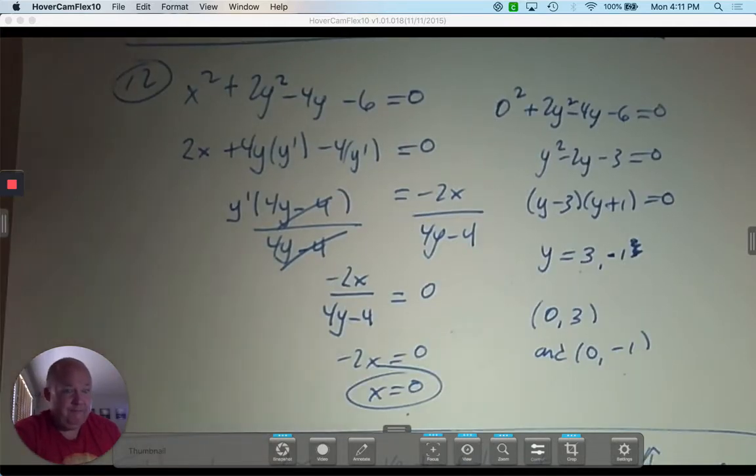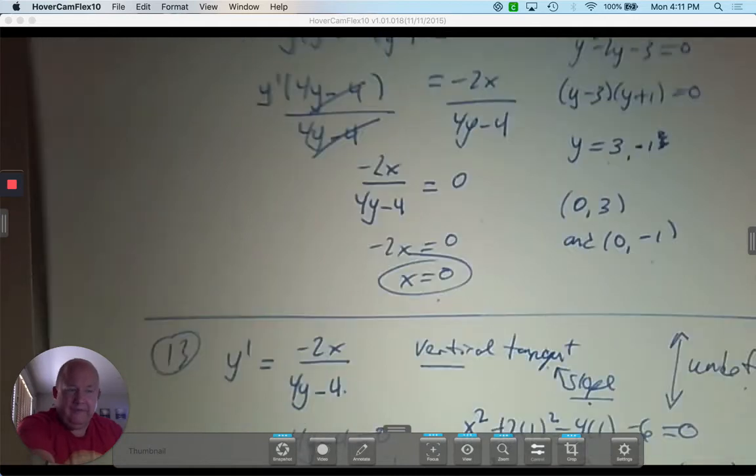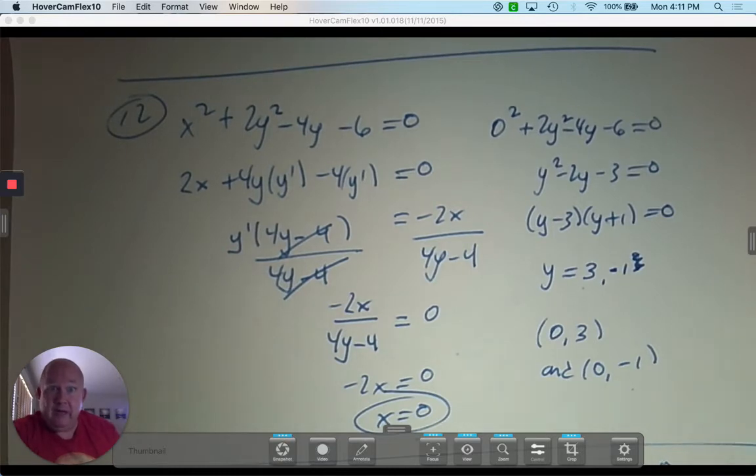And that's it. So vertical, horizontal, and vertical, and what they mean. Understanding the word derivative, the word tangent means slope. So horizontal means the slope is 0. Vertical means you have a slope that is undefined, which means the denominator is 0.